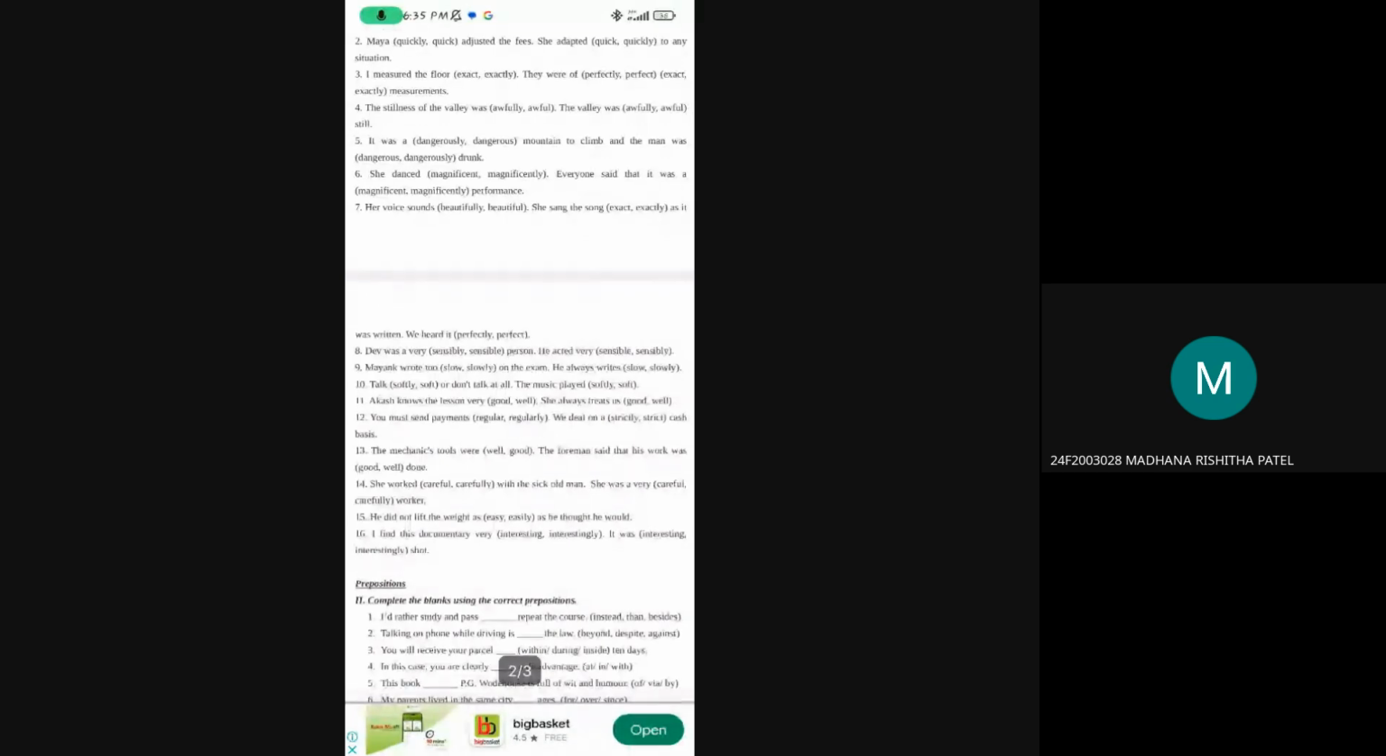There's another adverb in this sentence. Can you tell me which one that would be? Always, right? And always is an adverb that shows frequency. Okay, always is also an adverb here, and so is slowly. Okay. Tenth one. Talk softly or soft, or don't talk at all.